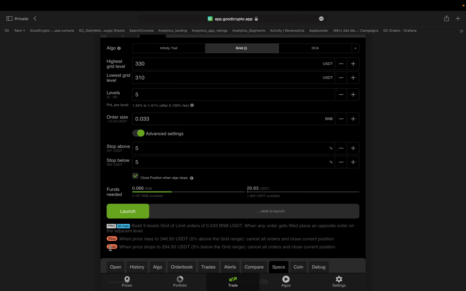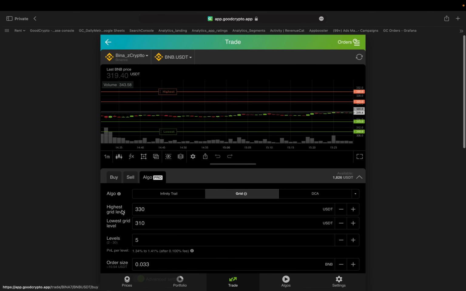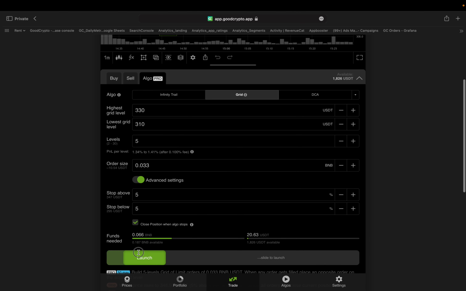And as we added the stops, you see here we have a separate textual description of the stops. So when the price rises to this, that's 5% above the grid range, we will cancel all orders and close current positions. Same with the stops here. And if you uncheck this box, you see the part about closing the current position disappears, right? So that's it. Okay, let's leave everything on and let's actually launch the grid.